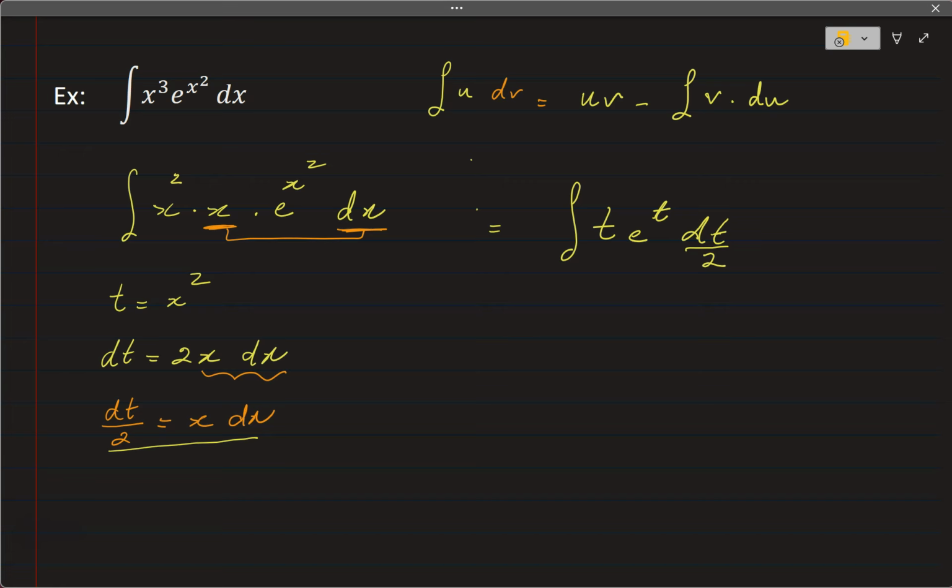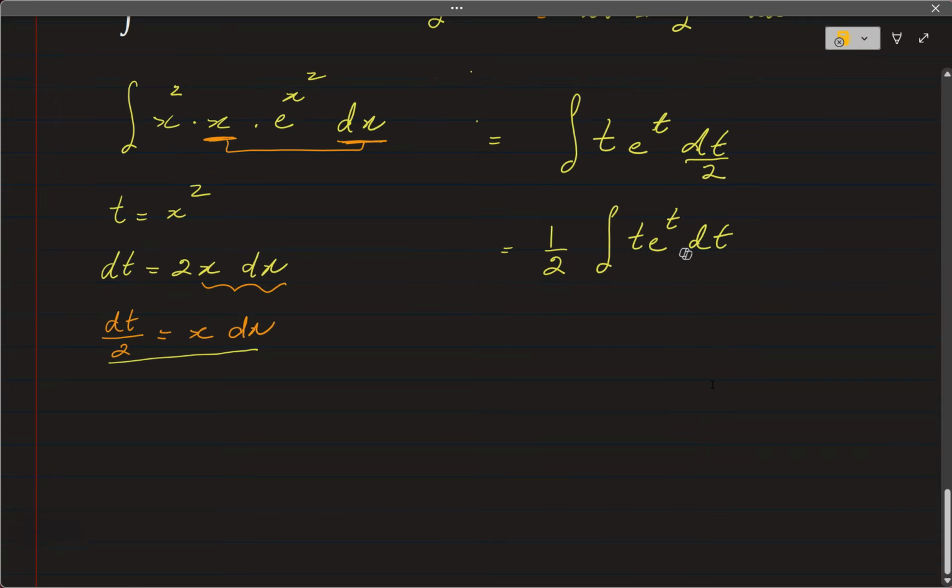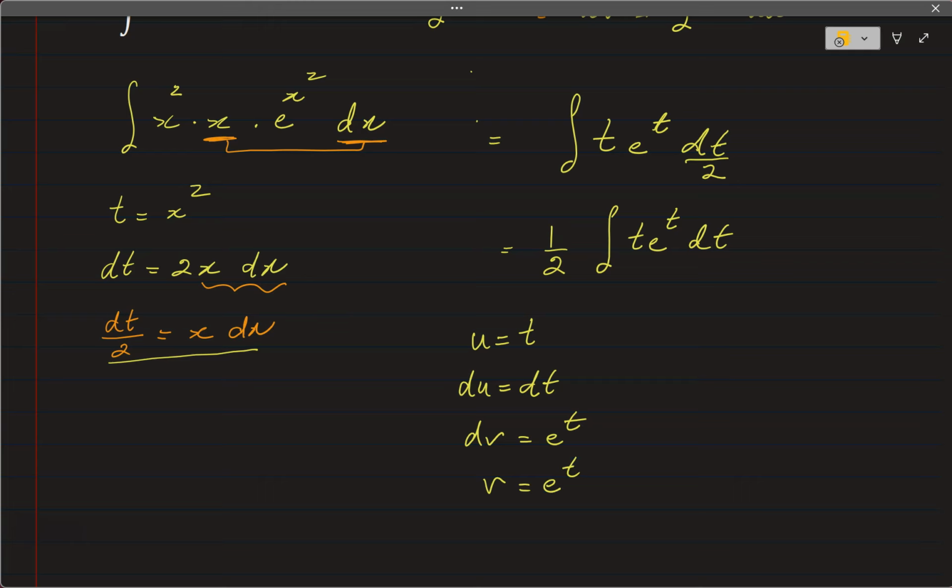Fantastic. Now, to make it a little bit simpler, I'm going to move that 1/2 to the front, rewrite, and I have 1/2 the integral of t e to the t dt. That's what we're going to integrate now. Okay, now we're going to do the integral by parts. What is u? It's t, because that's simple. Therefore, du is equal to dt. And what is dv? dv is e to the t, and therefore v is equal to e to the t. The integral of e to the t is e to the t.